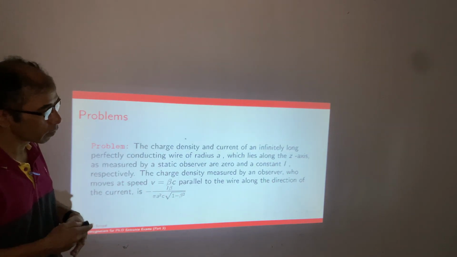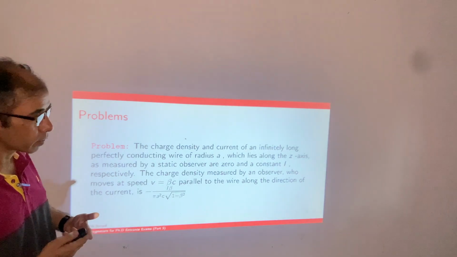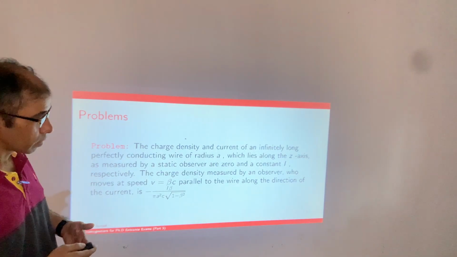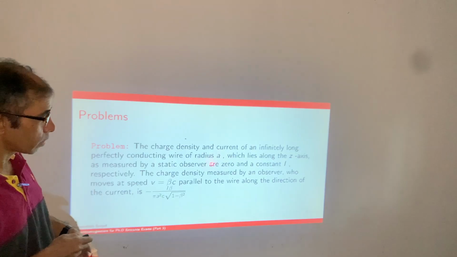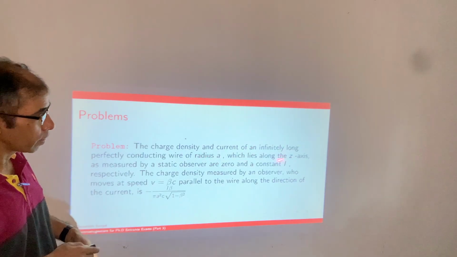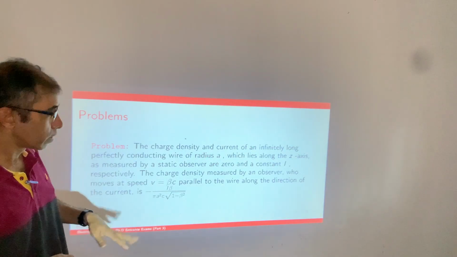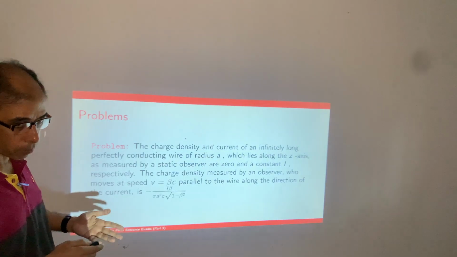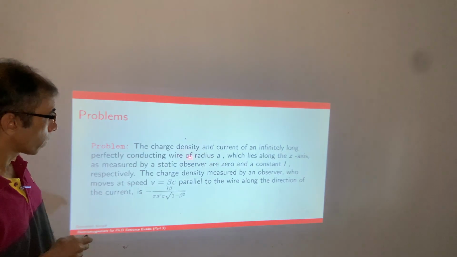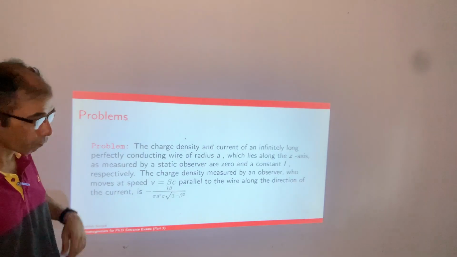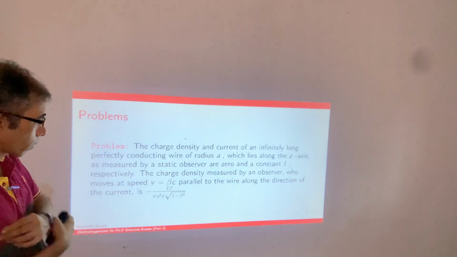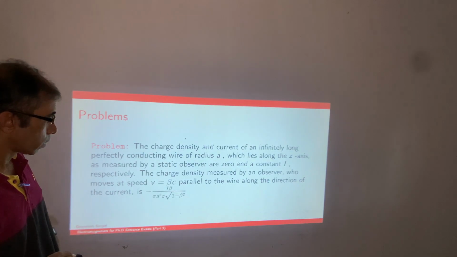So if the observer is static, he is measuring that the current is I, but the charge density is 0, for the wire of radius a. Okay.